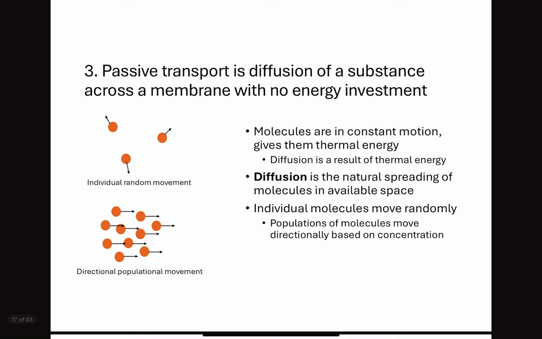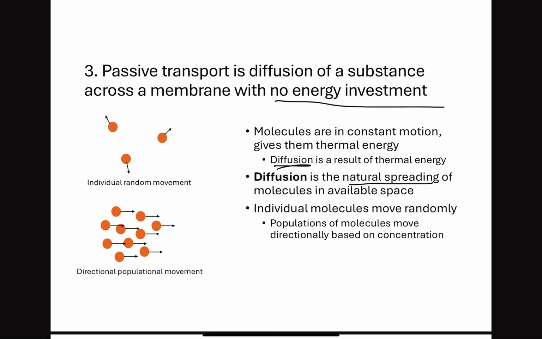So passive transport is diffusion of a substance across a membrane with no energy investment. Molecules are always constantly moving, and because of that, they have thermal energy, they have heat. A result of thermal energy is something called diffusion. Diffusion is the movement of molecules of any substance so that they spread out into available space. So diffusion is the natural spreading of molecules in available space.